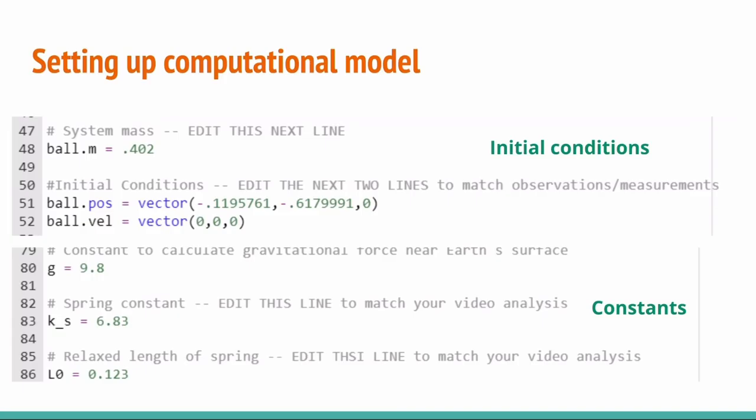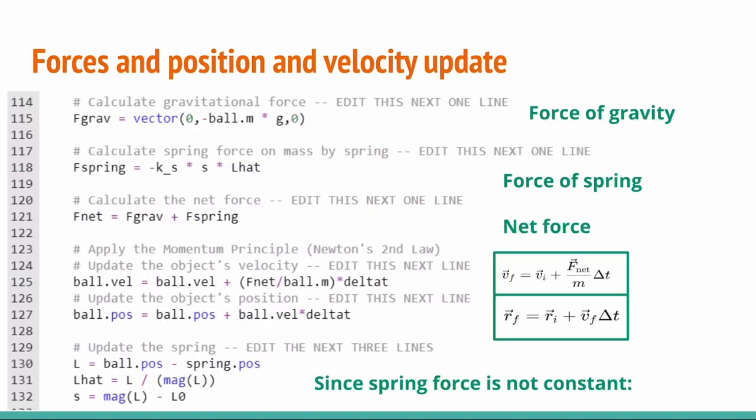Computational model. So setting up our computational model, we're going to put in our initial conditions, which is the mass of the ball, our position, and our velocity. And we're going to add our constants, the constant of gravity, the spring constant, and the relaxed length of our spring. And then over here, we're going to add the forces and position and velocity updates so we can track the position and the velocity over time. The force of gravity, the force of spring, and net force are added. And over here is the velocity update and position update formula.